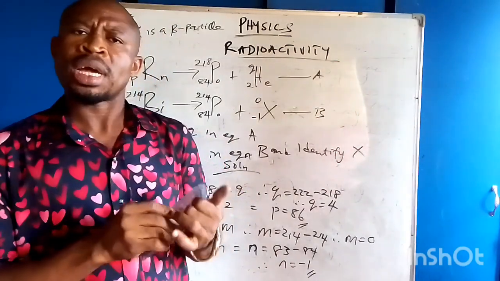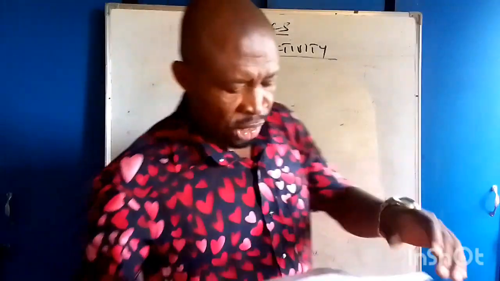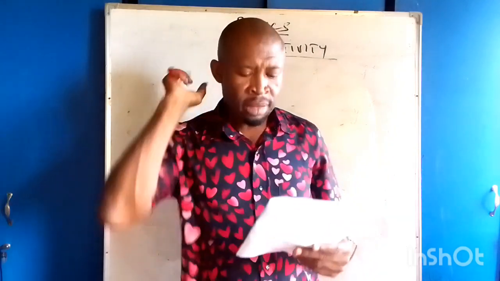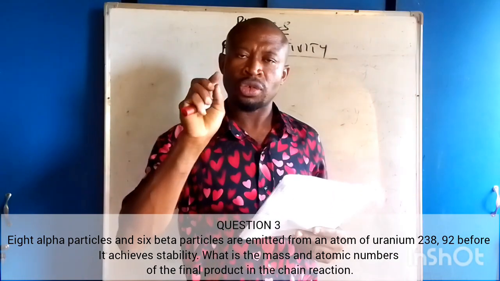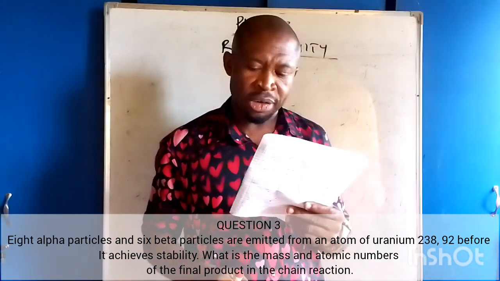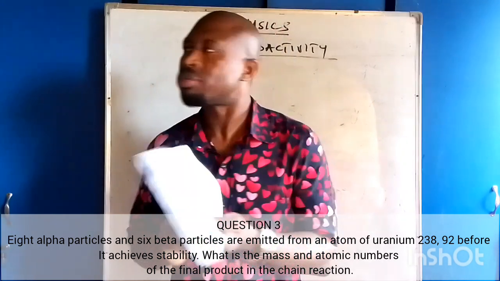We can also take another question, but before that, we'll clean the book. Take this example 3 that says 8 alpha particles and 6 beta particles are emitted from an atom of uranium.